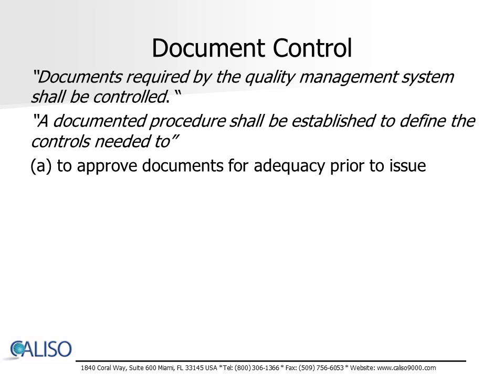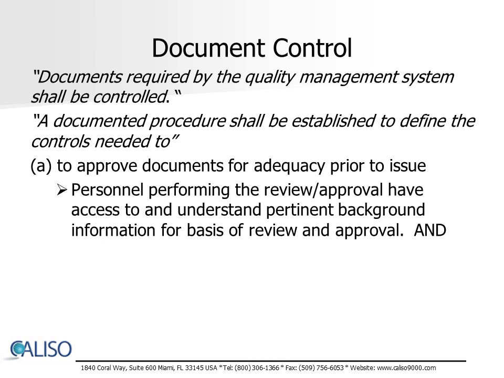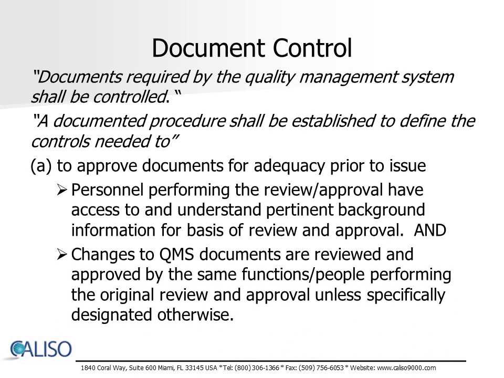We have seen success when the following requirements are included in the document control procedure. Personnel performing the review or approval have access to and understand pertinent background information for the basis of review and approval, and changes to the quality management system documents are reviewed and approved by the same function or people performing the original review and approval unless specifically designated otherwise.